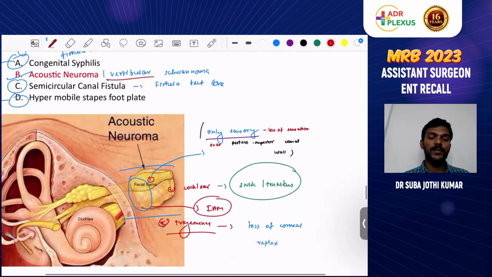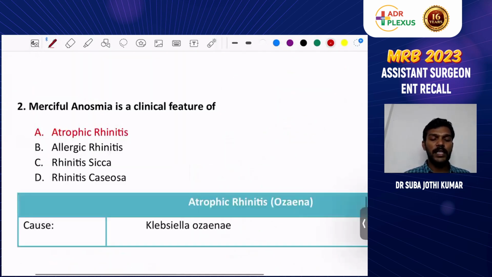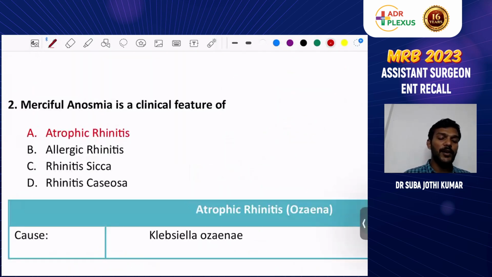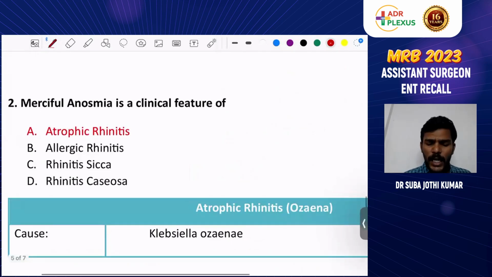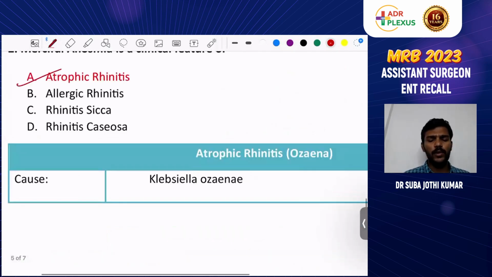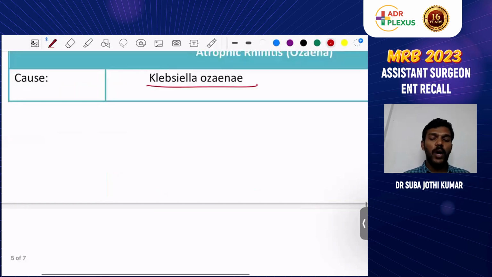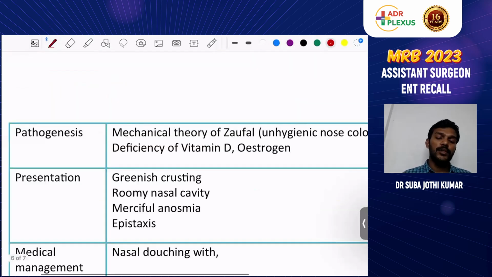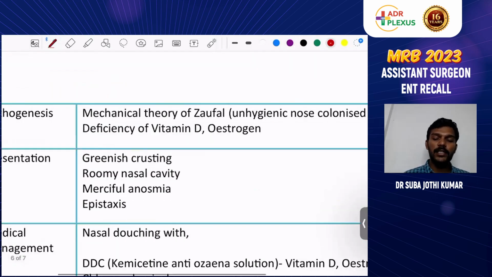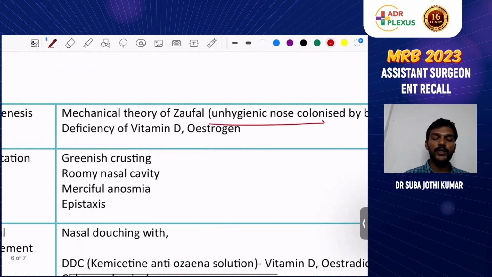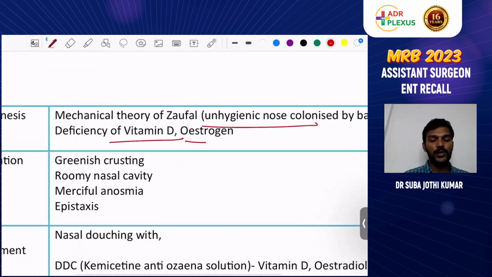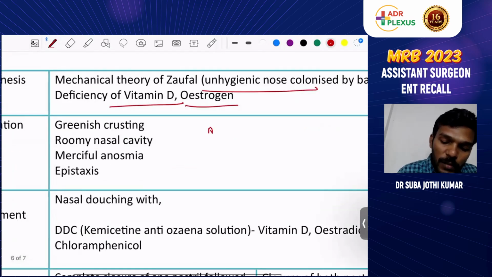Okay. So foul-smelling anosmia is a classical feature of atrophic rhinitis. In atrophic rhinitis, it is caused by Klebsiella ozaenae. It's a bacteria. What will happen? Due to an unhygienic nose, which is getting colonized due to deficiency of vitamin D and estrogen, there will be numerous colonization of bacteria inside the nose that will cause atrophy of the turbinates.